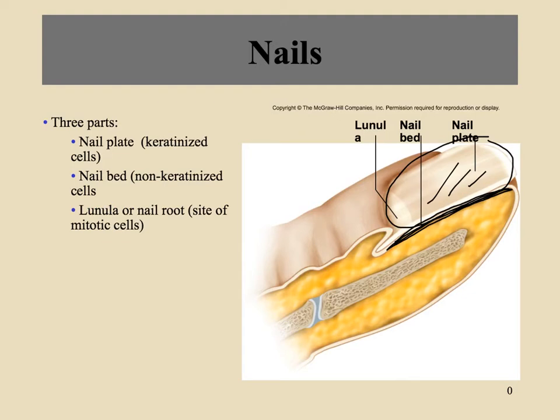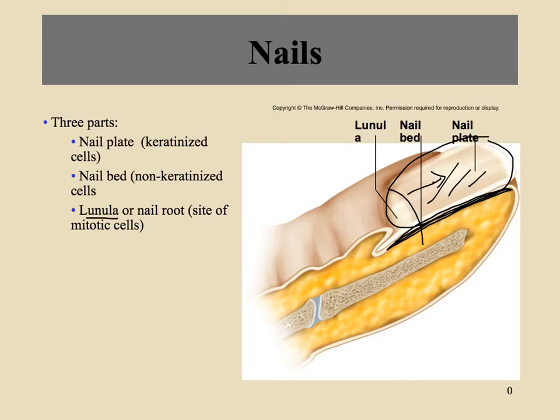Just like the hair root, the nail is produced in the nail root, or the lunula. The lunula is the white half moon coloring that you can see at the base of many of your nails. And this is where the heavily mitotic, rapidly dividing cells live. From this point on, your nail will grow out. If you lose a nail but you don't damage the lunula, the nail will grow back perfectly normally.